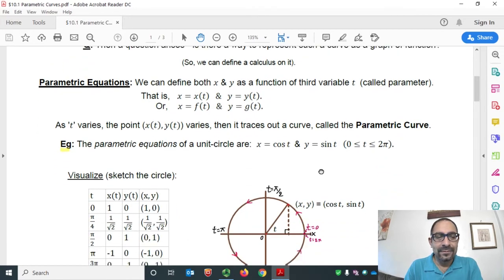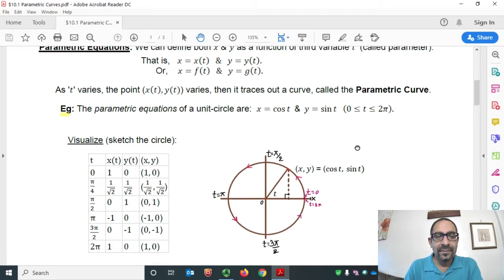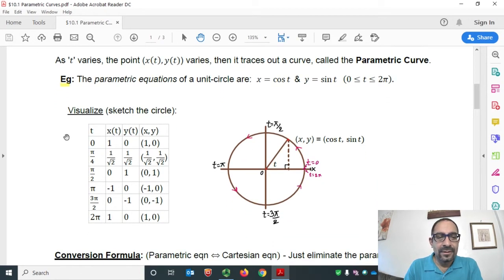Quick example. The parametric equations of a unit circle are x equals cosine t and y equals sine t, where t lies between 0 and 2 pi. Quick visualization. Sketch the circle. Let's make a t table here. So put t equal to values between 0 and 2 pi and find the corresponding values for x and y, make a pair (x, y) and graph the ordered pair in the xy plane here.